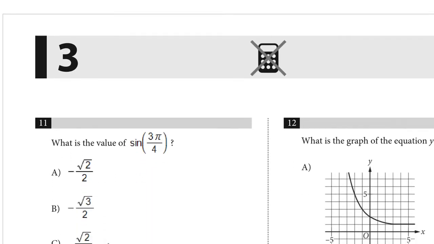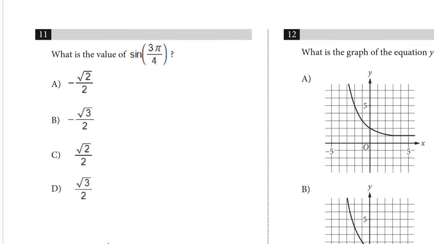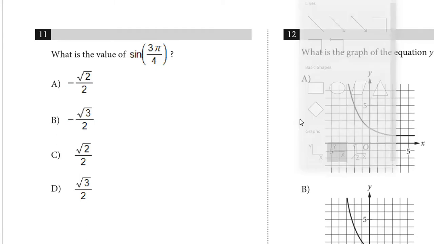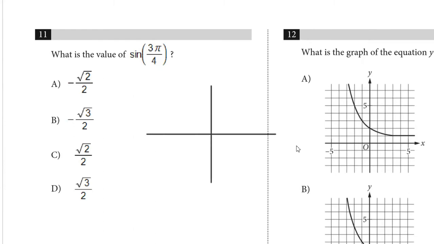What is the value of sine 3 pi over 4? All right, well, this is a big first. They're actually asking us about the unit circle on the SAT. So if you're a tutor and you prepare students for the SAT, you need to know about this because we have not seen the unit circle on the SAT.